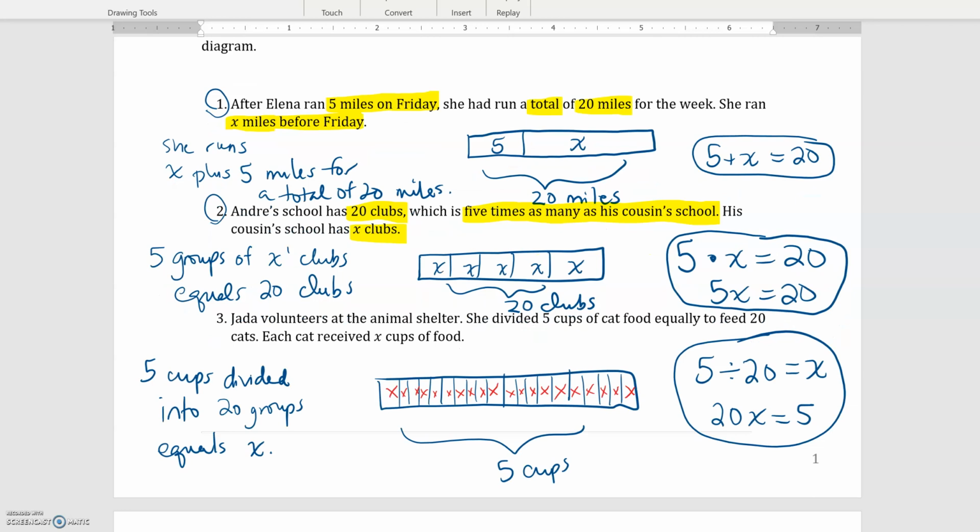Here is the written statement for this question, and then the diagram and the equations. This one's a little tricky, so be careful. You have 5 cups of food divided for 20 cats, and that gives you X cups of food. So you have to have a bar that's equal to 5 cups, and dividing it into 20 pieces for the 20 cats. So you have 2 ways to write this solution. You can write 5 divided by 20 gives you X, or 20 groups of X give you 5.